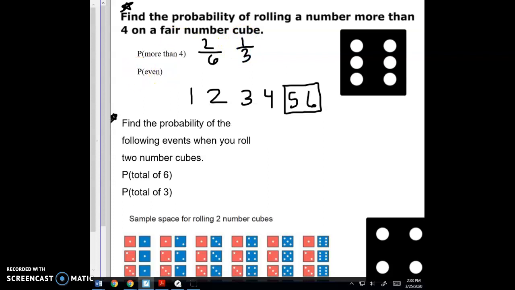Okay, now we're going to find the probability that I roll an even number. So even numbers on a dice, which ones of these are even?